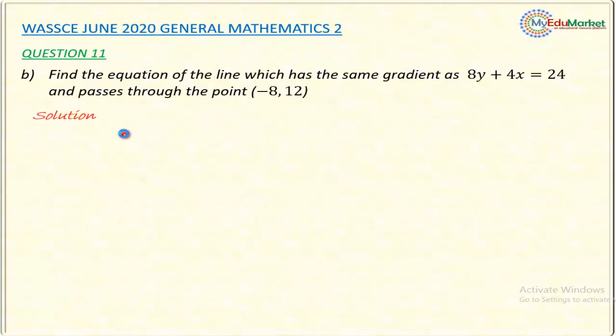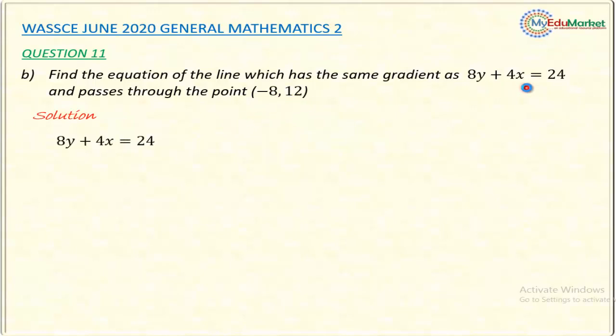Solution to that: you have a line given as 8y plus 4x equals 24, and we need to find another line, and that line we need to find its equation. The slope of that very line is the same as the slope of 8y plus 4x equals 24. And the line whose equation we are to find passes through the point (-8, 12). So let me attempt to answer that.